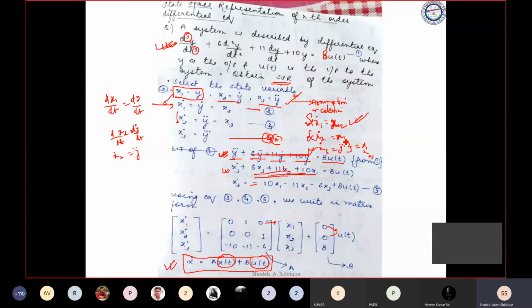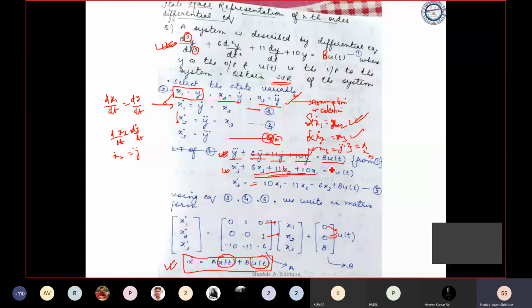Now for x2 dot we have the x3 term, so that's why we have written it as 0 0 1. This will be multiplied with this matrix, so we'll get x1 into 0, x2 into 0, and x3 into this 1, which is equal to x3. And again u of t we don't have, so 0 into u of t will get 0. So we have simply represented it.